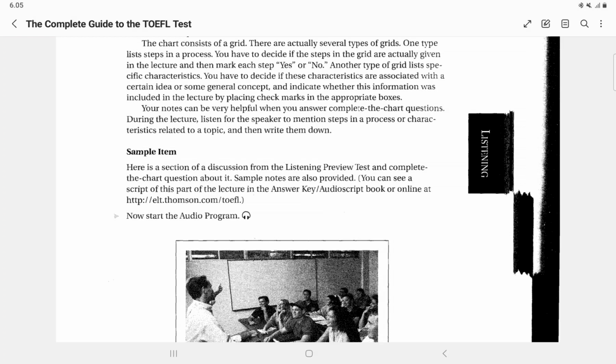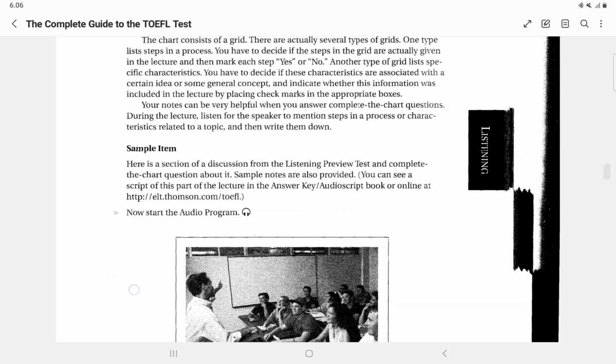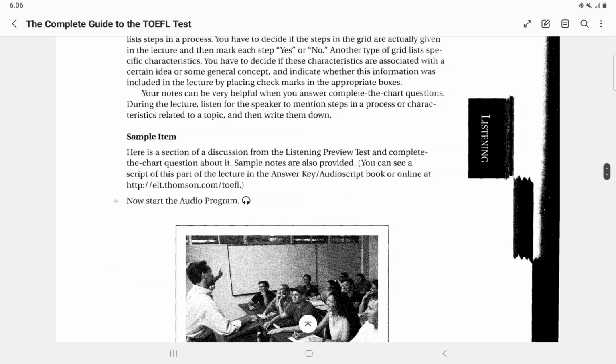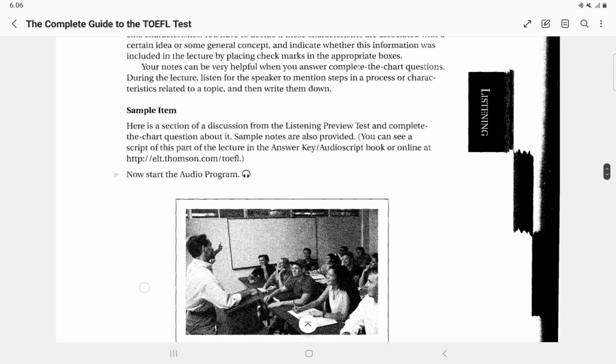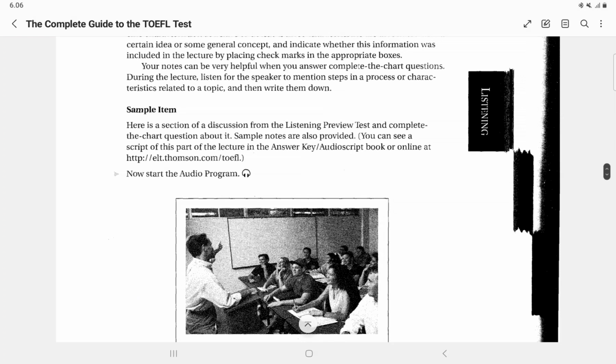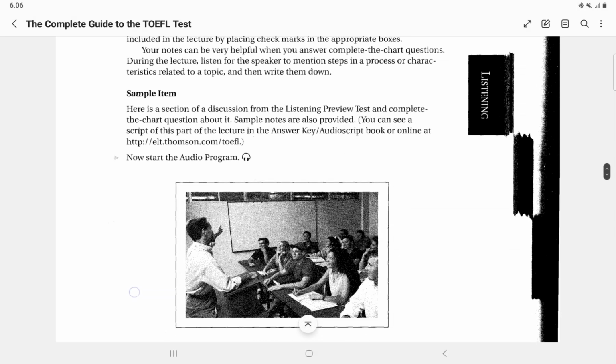One type lists steps in a process. You have to decide if the steps in the grid are actually given in the lecture and then mark each step yes or no. Another type of grid lists specific characteristics. You have to decide if these characteristics are associated with a certain idea or some general concepts, and indicate whether this information was included in the lecture by placing check marks in the appropriate boxes.